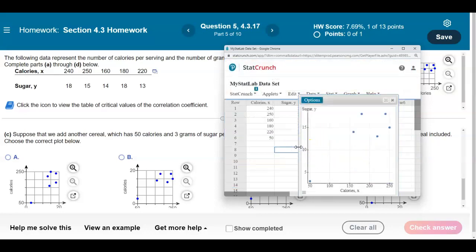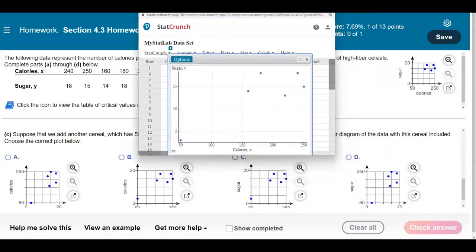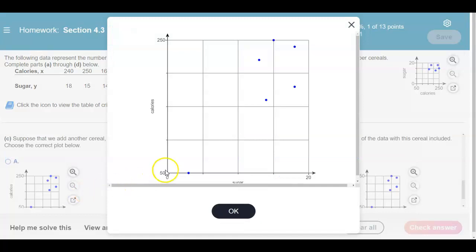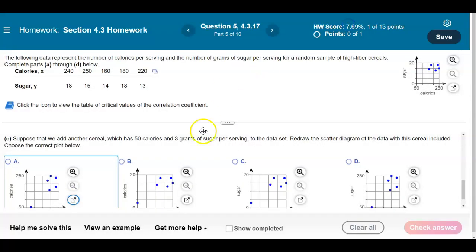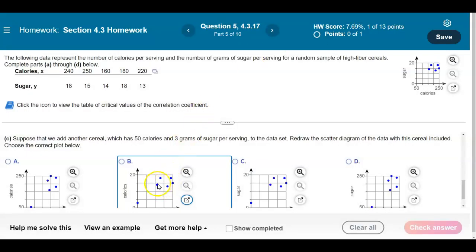So there is our scatter plot. Down here you will see that the point is 50 and then 3. Down here it doesn't match that one. But let's take a look here. There's 50 and it's on the 0 axis. This says 50 and that is 3. And the other points here.